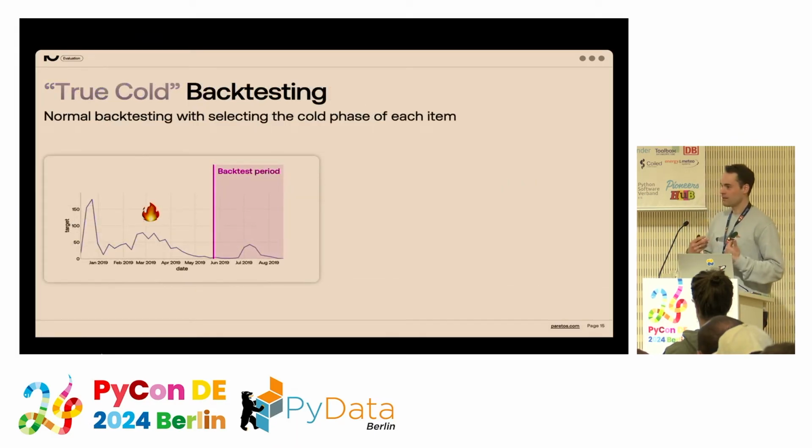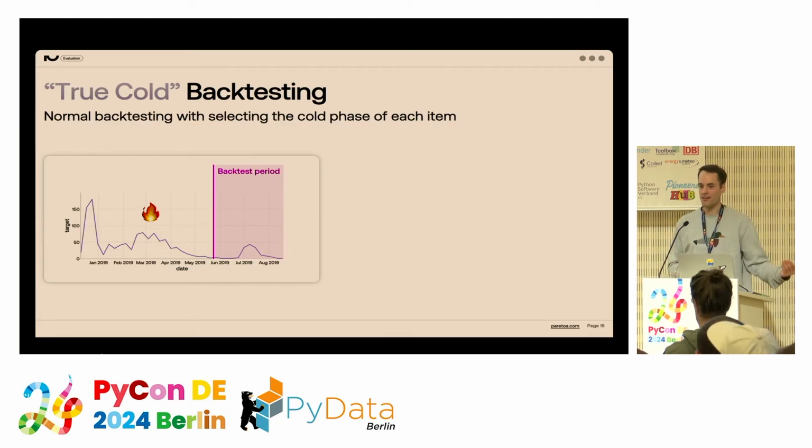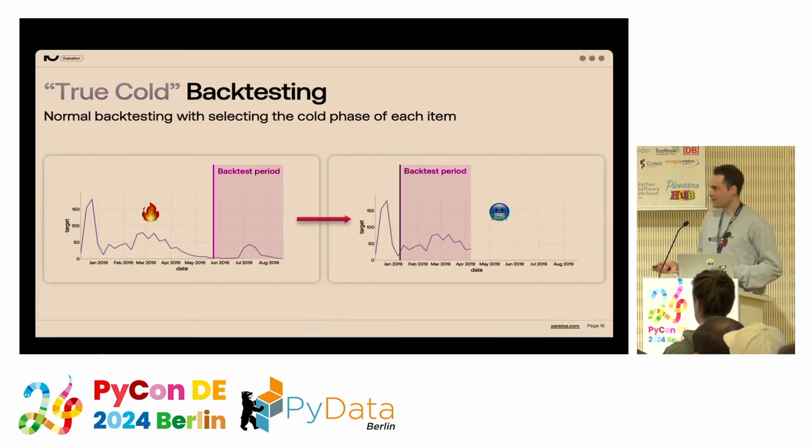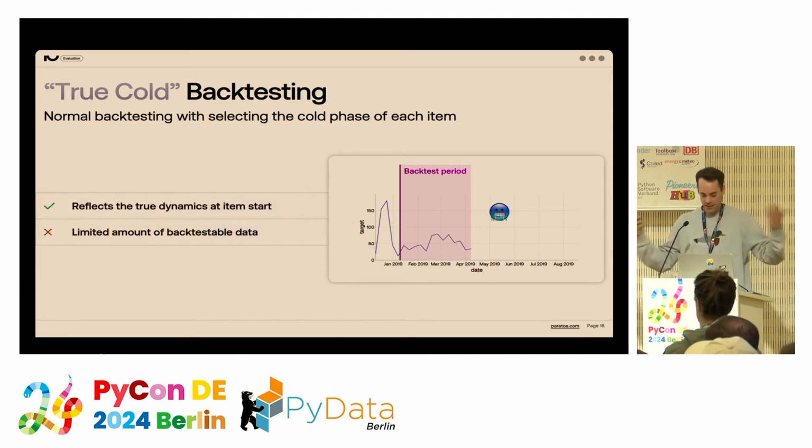Next thing would be what we call true cold backtesting, and the idea here is pretty simple. Let's say you have, again, this item here with a long history. The idea is every item, no matter how old it is, has been cold at some point in the past, right? You just have to travel back long enough to get to that point. And that's what true cold backtesting is doing. So you go back as far as you can afford with your data to capture the actual beginnings of the time series. Now, yes, this now solves the problem.